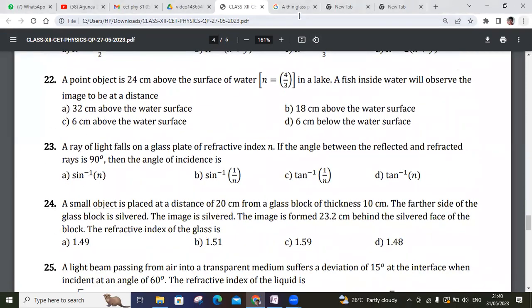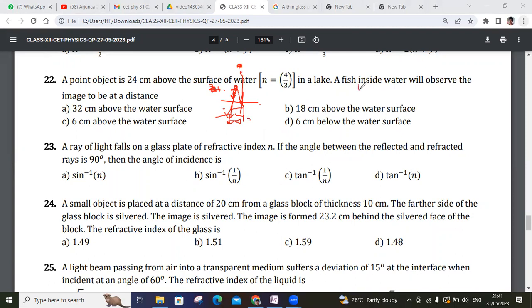Then 22nd. This is a fish inside water. So the fish is there inside the water, and it is seeing an object which is 24. So it is the apparent depth formula. Here it is coming from rarer to denser medium, so like this, rarer to denser towards the normal. So it will see above.